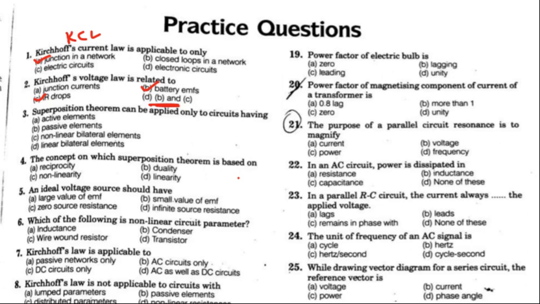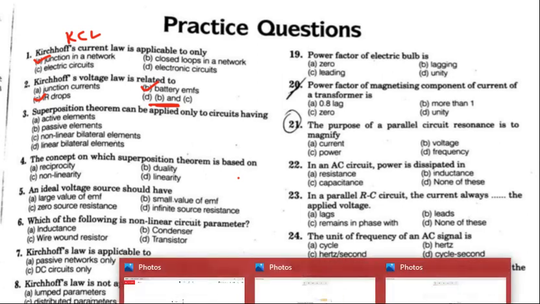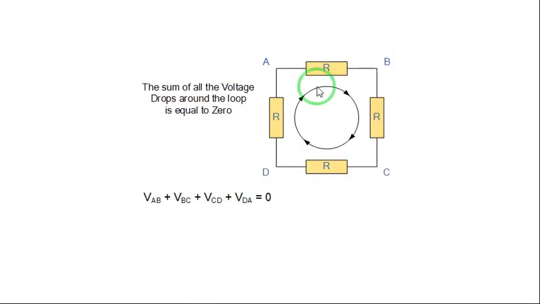You can see here, the sum of all voltage drops around the loop is equal to 0. Here the voltage drop across each resistance, if you add these drops across each element, it becomes 0. That is, KVL is nothing but the algebraic sum of voltages in a closed loop is 0.